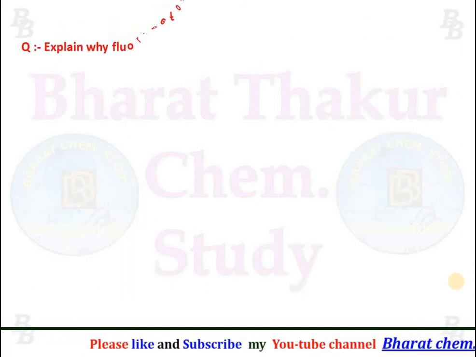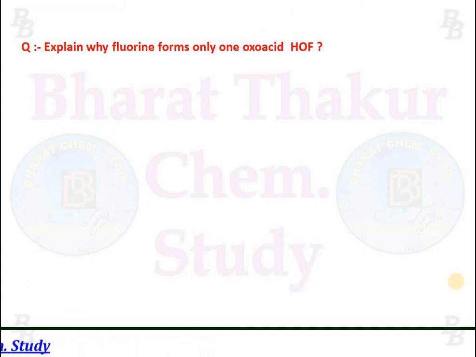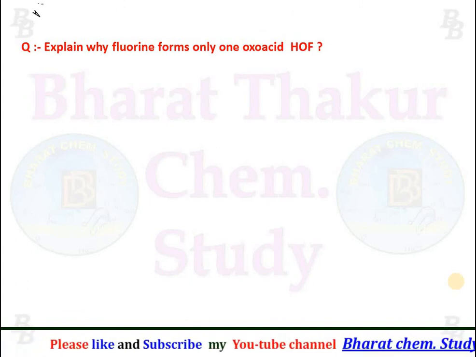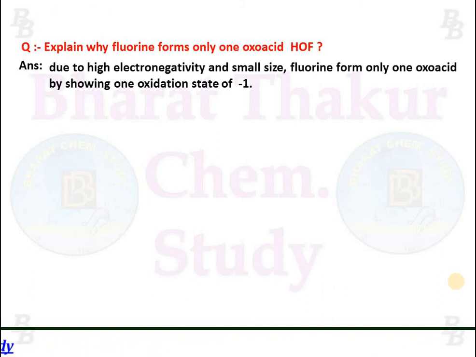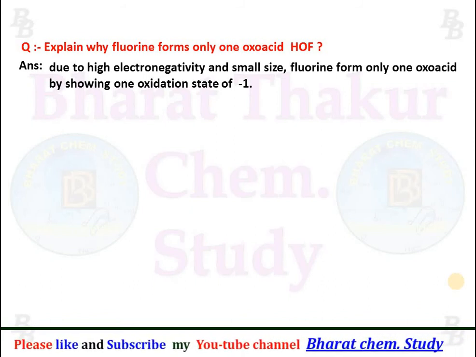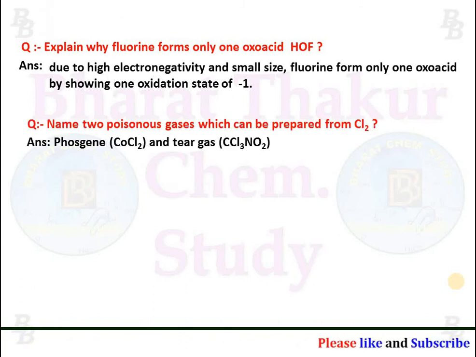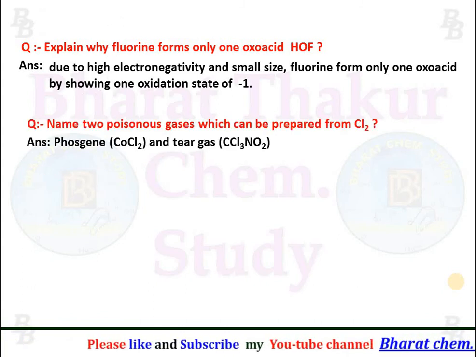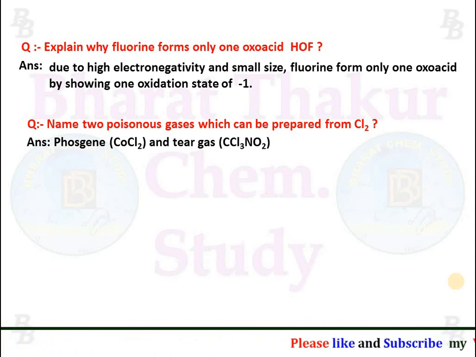Now question, explain why fluorine forms only one oxo acid, that is HOF. That is a very important question. So many times it comes in the board exam. The answer is that due to high electronegativity and small size, fluorine forms only one oxo acid by showing one oxidation state of -1. Next question is, name the 2 poisonous gases which can be formed from chlorine. The answer is phosgene, that is COCl2, and tear gas.